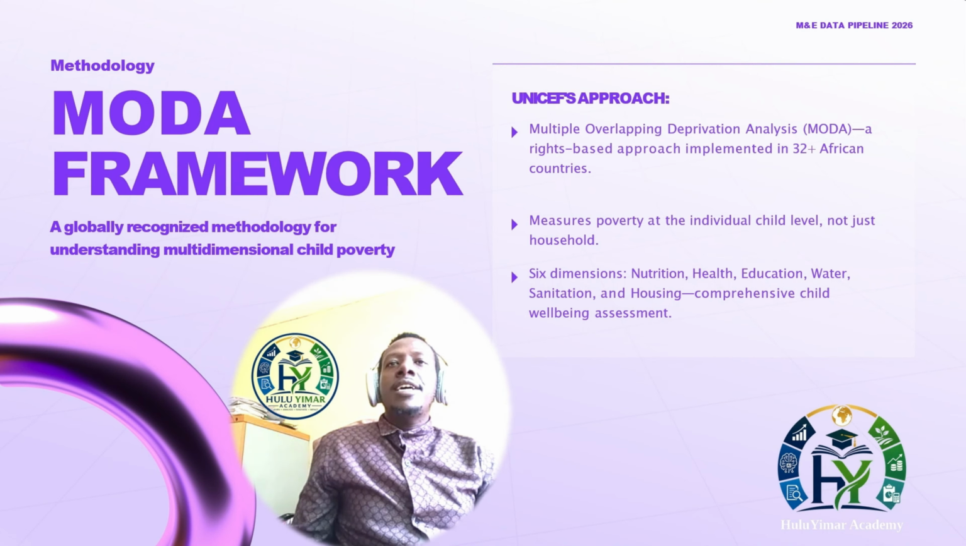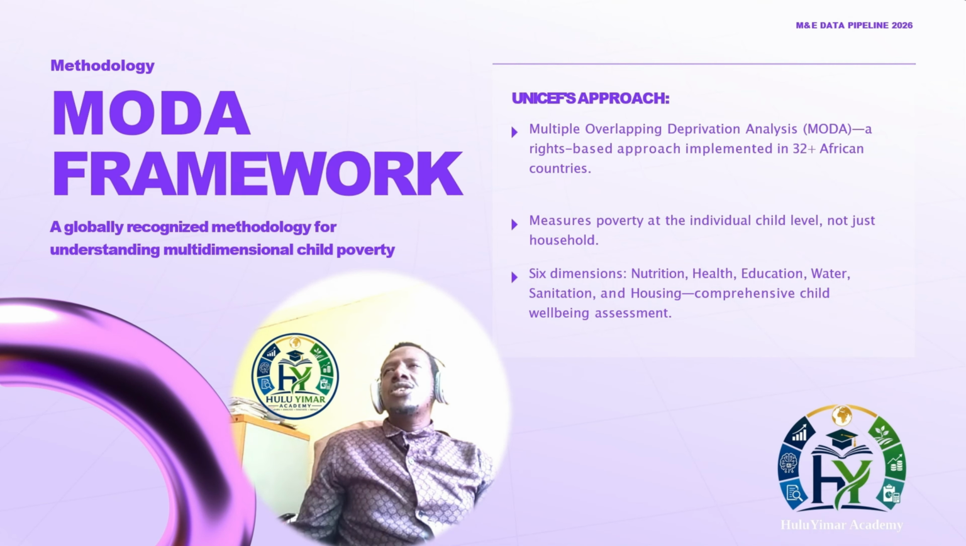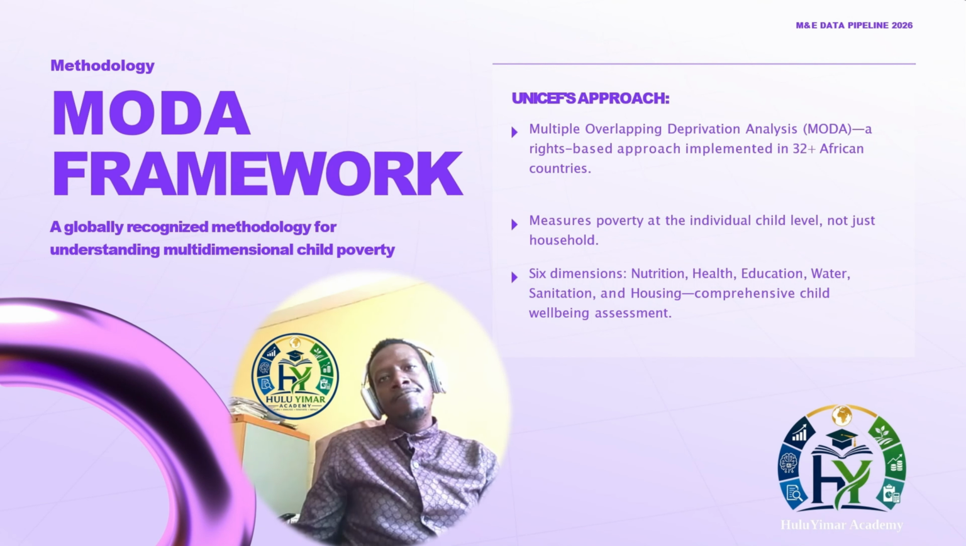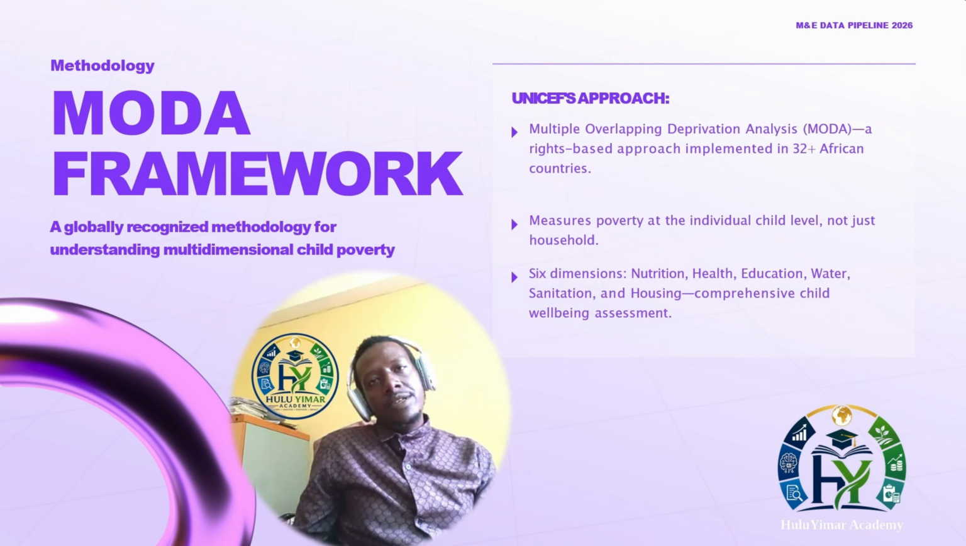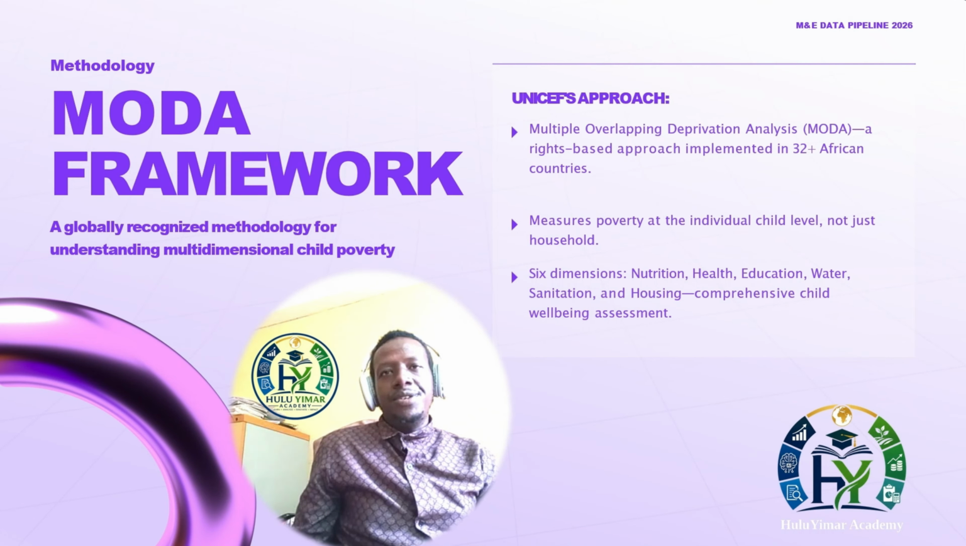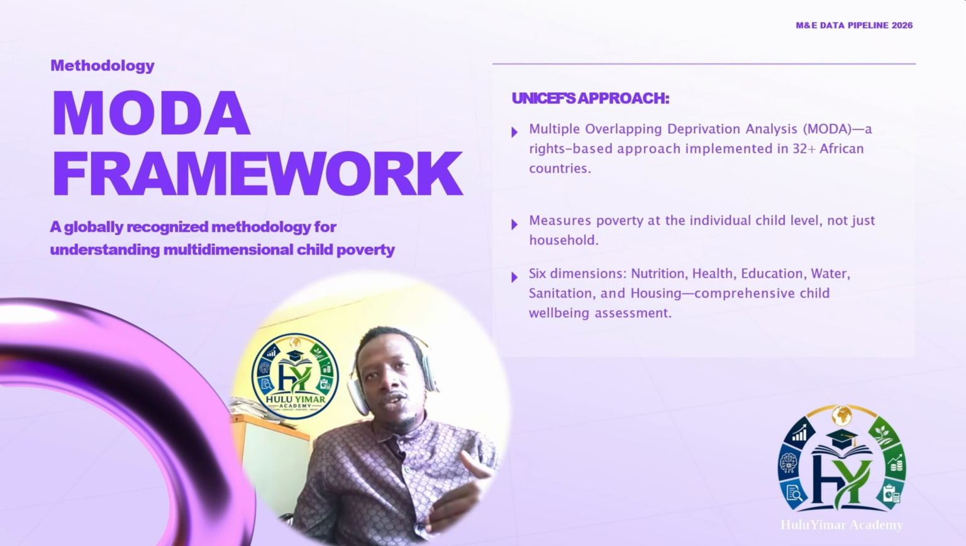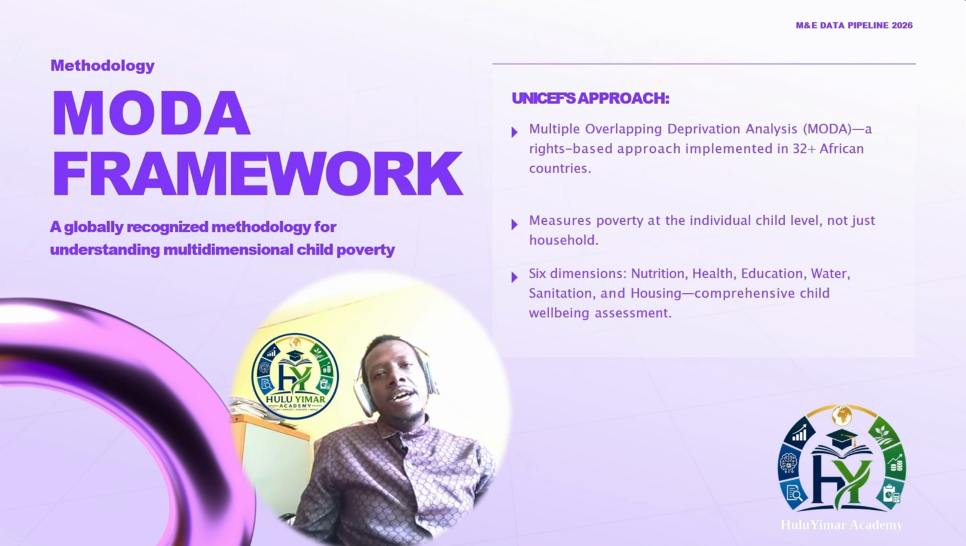This MODA has been implemented in more than 20 African countries for the same purpose. It is a rights-based approach that measures child poverty at the individual level, not just the household level. We are going to measure 6 dimensions of child well-being: nutrition, health, education, water, sanitation, and housing. And this is a comprehensive assessment of child well-being.